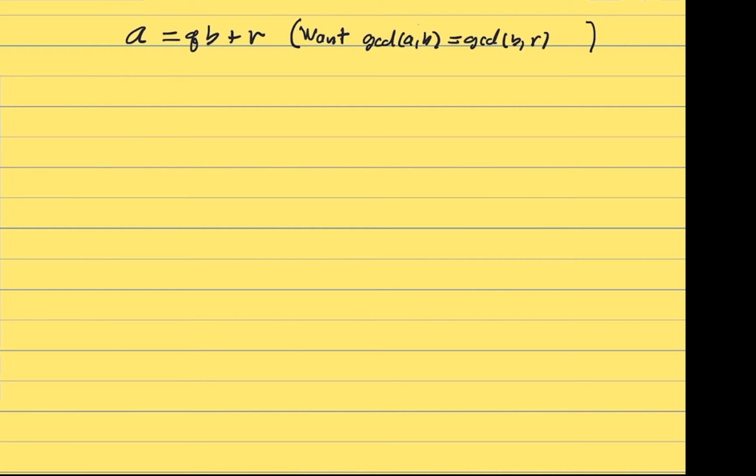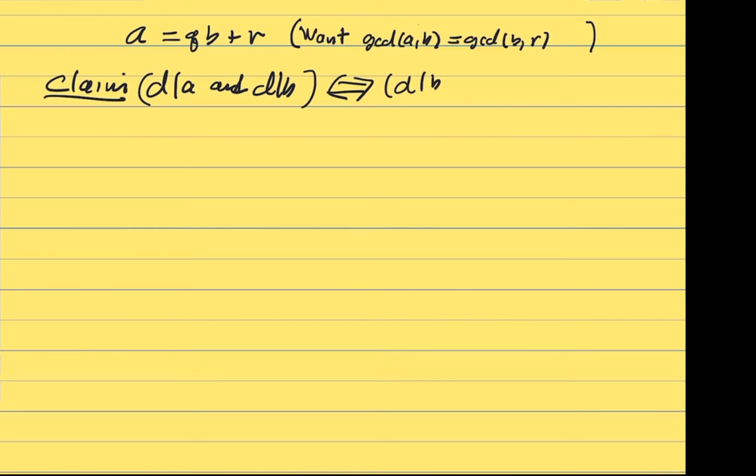Okay, here's the problem we want to do. I want to show that if I have this relationship between A, B, and R, then the GCD of A and B is the same as the GCD of B and R. So what I claim is that some number divides A and B if and only if it divides B and R.